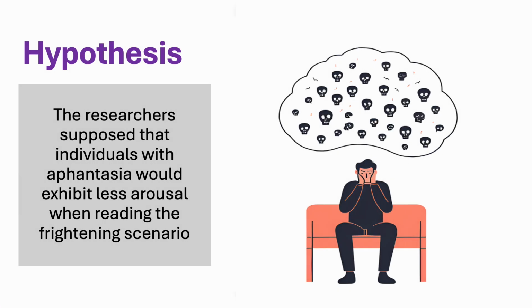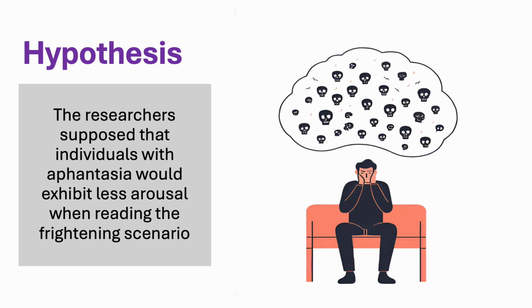Now I'll talk a bit more about the hypothesis. The researchers of this study predicted that people with aphantasia who cannot generate visual mental representations of images would exhibit less increases in skin conductance level than controls. In this study, the controls were people with just normal mental imagery, or people who experienced normal imagination and could see things within their minds.